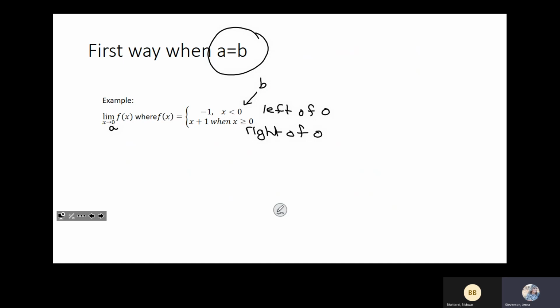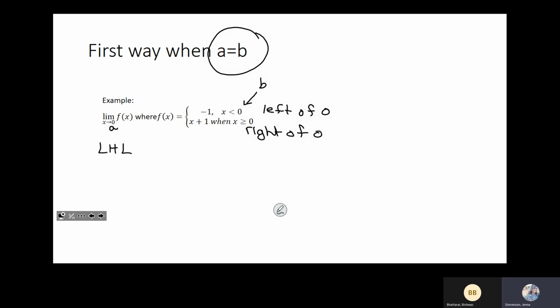So notice how I labeled this one as our left. It's not always going to be the top one is the left and the bottom one is the right. They can switch. Okay, so what I mean by the left and the right: anything less than 0 is the left side of 0. Anything greater than or equal to 0 is to the right side. So that's how I know it's the left or the right.